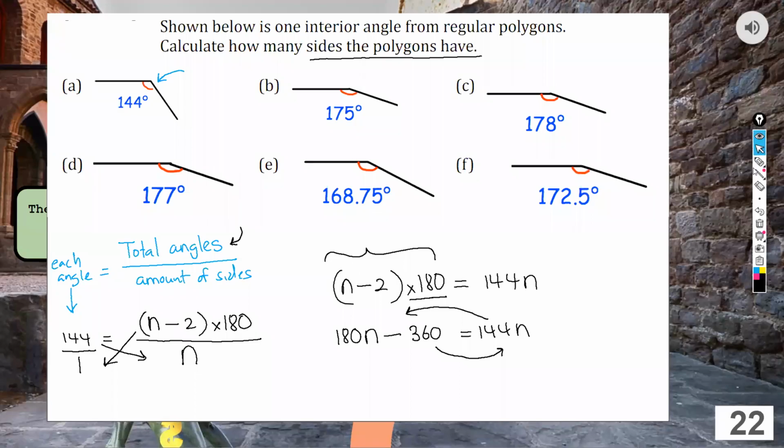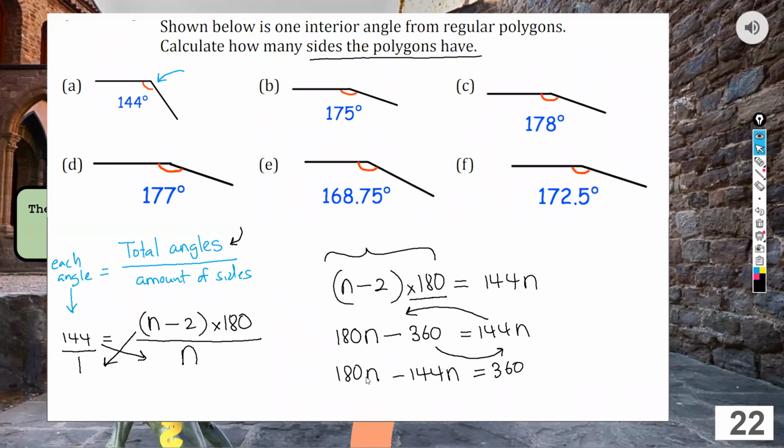So we want to solve for the letter n. So we have 180n on this side. We want all the n's on the left-hand side. So this is positive 144n. So we throw it across and we minus 144n. And this minus 360 has no n's. So we throw it across, it becomes positive 360. Remember, when you throw something across, it becomes the opposite. So we're almost finished here.